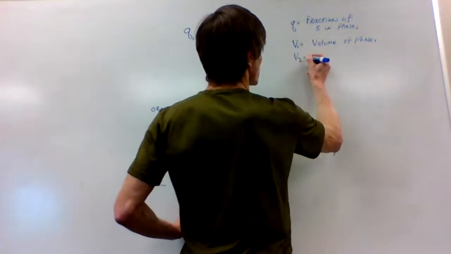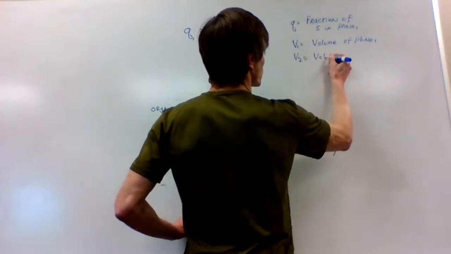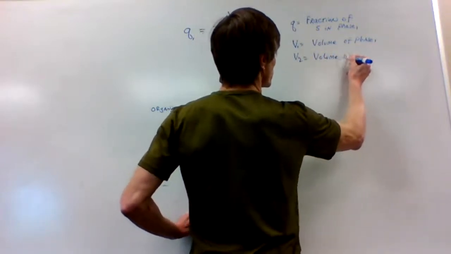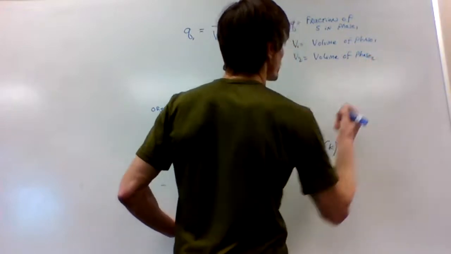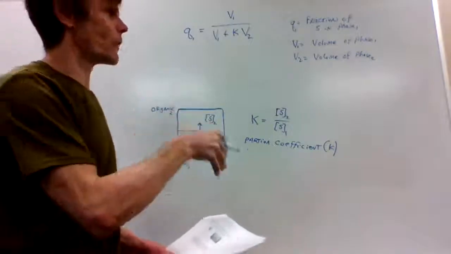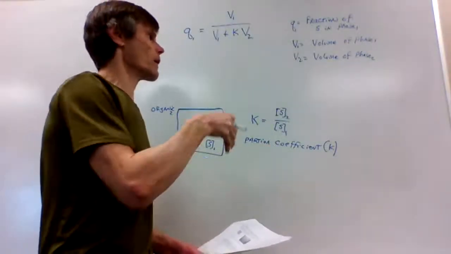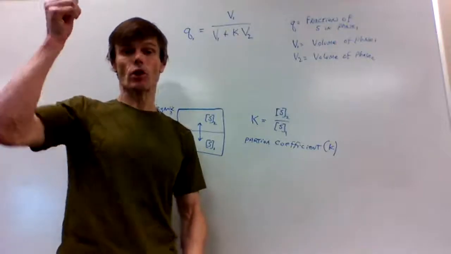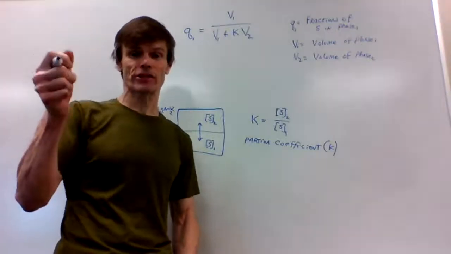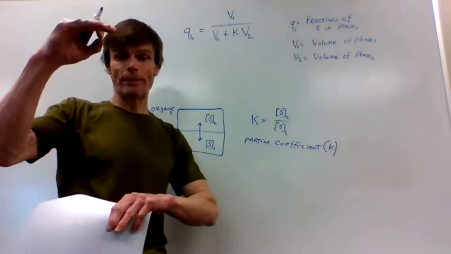V2 is the volume of phase 2. And in this case, what we're doing is we're taking a volume of an organic solvent and we're adding it to our aqueous phase. We're shaking these up in our sep funnel.